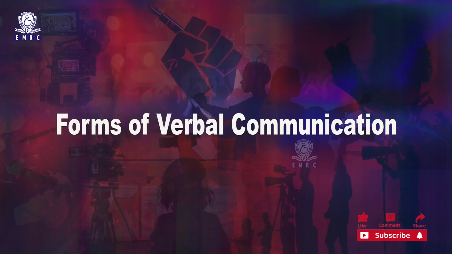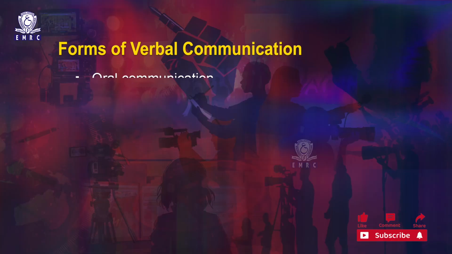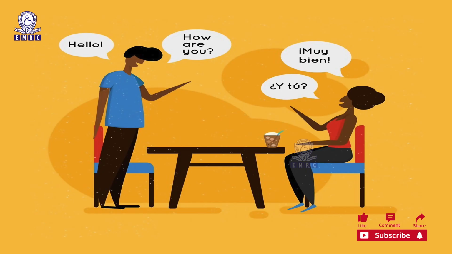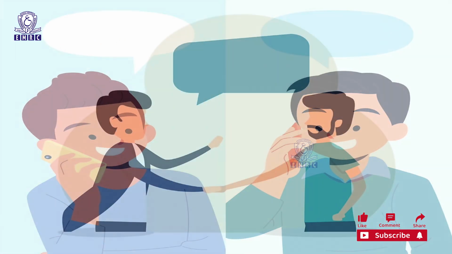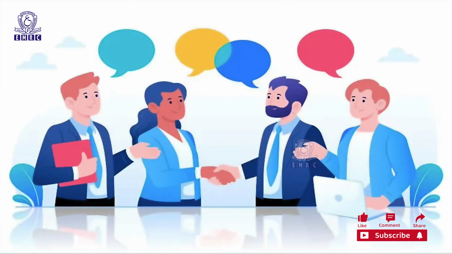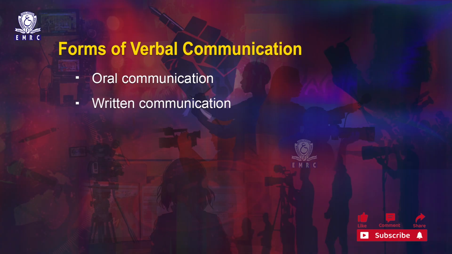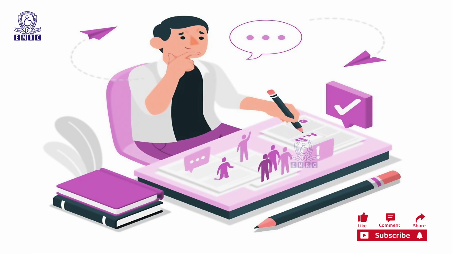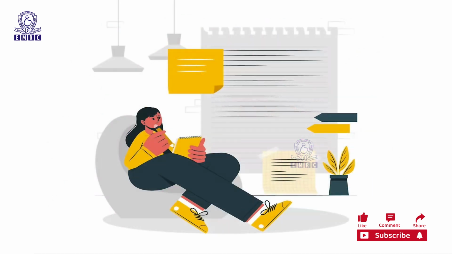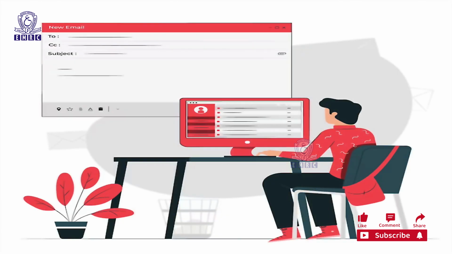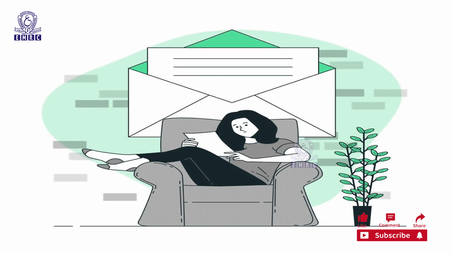Forms of verbal communication. Verbal communication can broadly be divided into oral communication and written communication. Oral communication. This encompasses spoken words and includes face-to-face conversations, phone calls, video calls and other direct verbal interaction. Written communication. Written communication involves the use of language to convey messages through written symbols. This includes emails, letters, reports and other written documents.